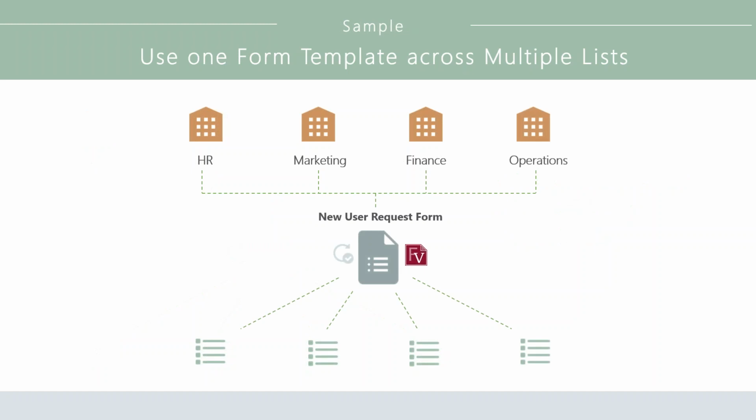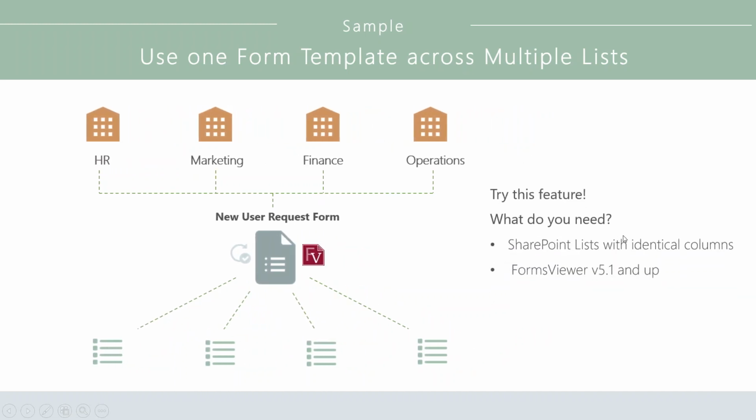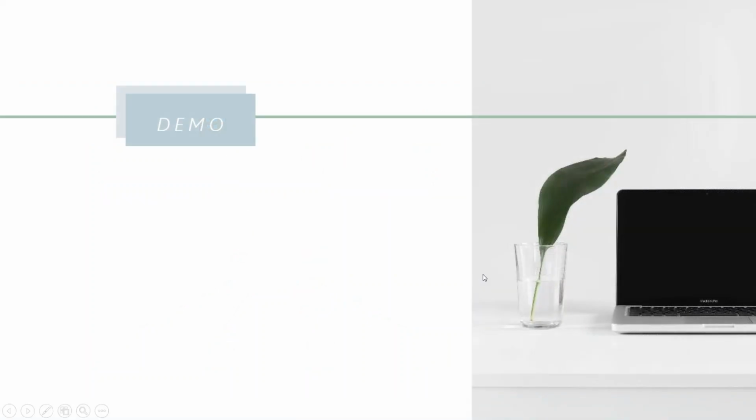So in this demo, I'm going to show you how this technique can be done. I'll use one form for multiple SharePoint lists. Let's say these departments, HR, marketing, finance, operations, are using the same form for submitting a request for a new user account. So if you want to try this technique, what do you need? You need SharePoint lists with identical columns, and you also need FormsViewer version 5.1 and up. So I'll now proceed with my demo.